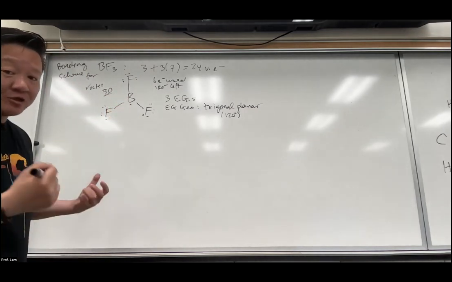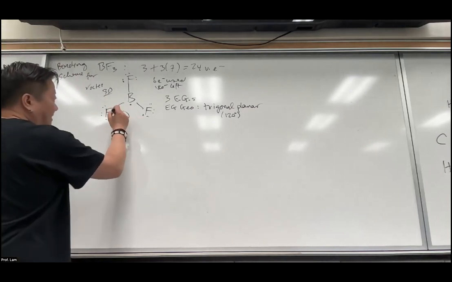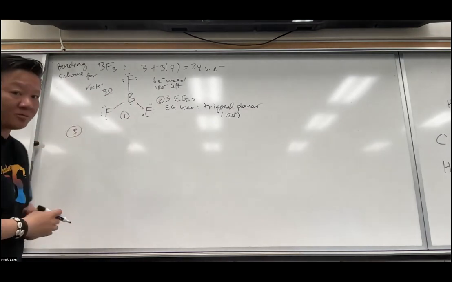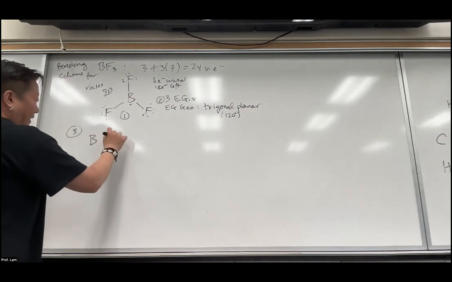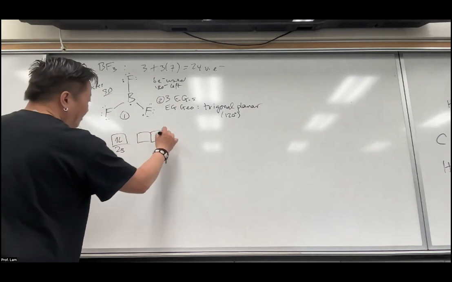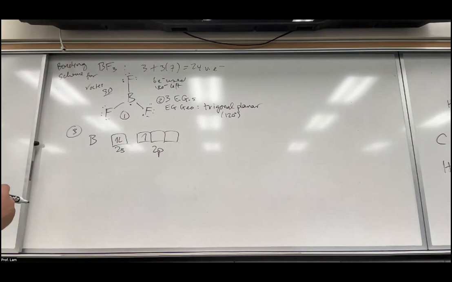And now I do orbital diagram, right? So that's really step one, let's get that. Step two here, right? And step three, I do my orbital diagram for everybody. Start with the central atom, which is boron. And I do the short one. So it's 2s2, 2p1, is it? Okay. Yeah.